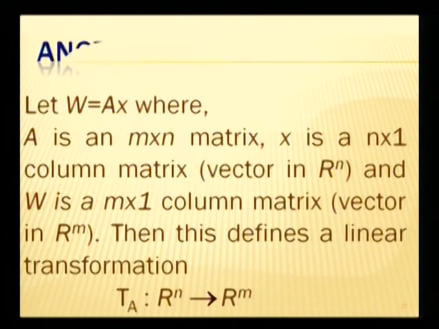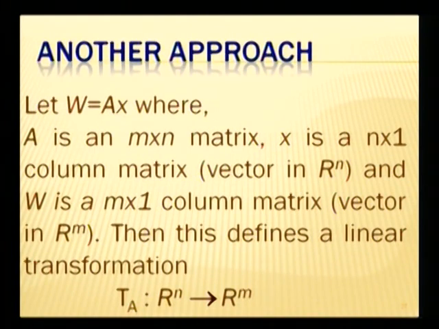Now we take another approach to the rank nullity theorem. Let A be a matrix of order m by n, and X a column matrix of order n by 1, or we can say it is a vector in Rn. Then taking the operation Ax, the resultant is again a column matrix, which is a vector in Rm. This defines the linear transformation TA from Rn to Rm.